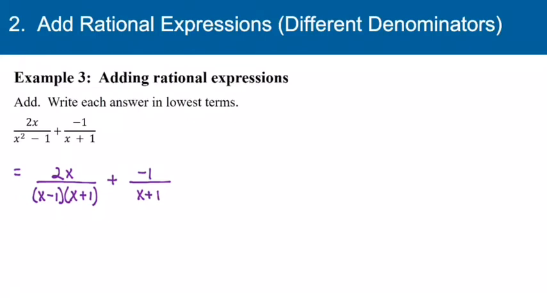Okay, now we have to build our LCD. So the common denominator needs to contain an x minus 1, and it also needs to contain an x plus 1, because I have one of those here and one here, so I need one in my LCD. So this is our common denominator. This first fraction already has the common denominator, but the second fraction is missing the x minus 1 factor. So I need to multiply that x minus 1 into the bottom and therefore into the top as well.